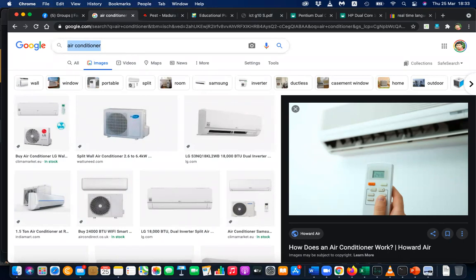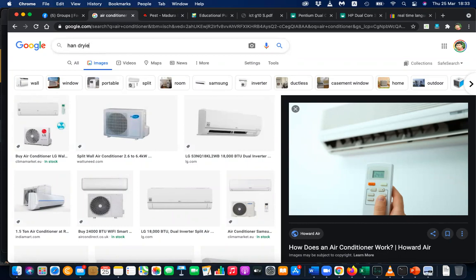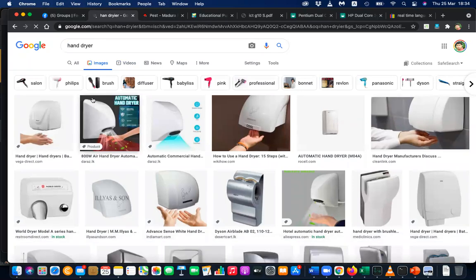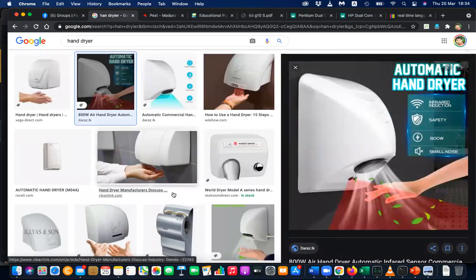Okay, the best example is hand dryer. I think you have seen hand dryer machine. That is one of the best examples. So when you move your hand away, what will happen? It will automatically off. When you move hand closer, what will happen? It will automatically on.